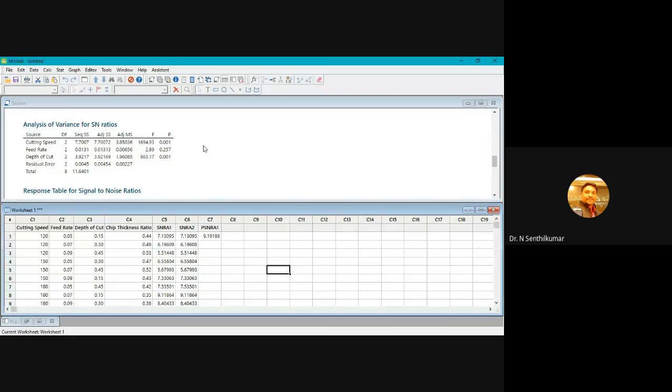So here we have seen only the direct parameters. Since we are in L27, we can go with interactions also: AB, AC, BC, and then ABC also we can go.